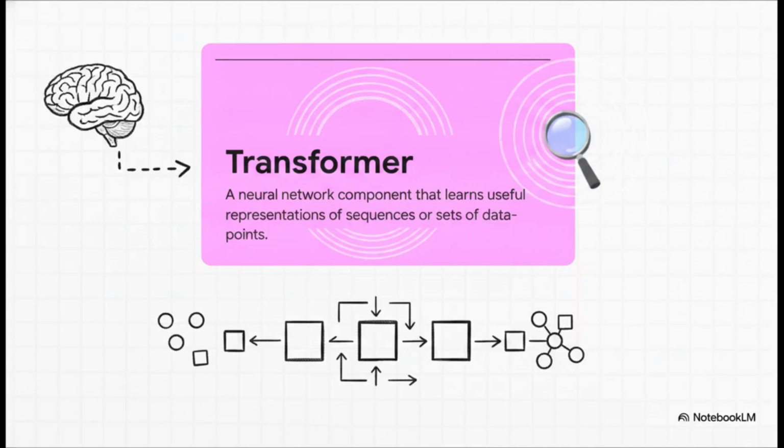All right, so that's us. That's how the human brain breaks down complexity. But how does a machine do it? Let's totally shift gears and look at artificial intelligence. At the very heart of modern AI, like those massive language models we're all using today, is an architecture called the transformer. You can think of the transformer as a neural network component that is entirely dedicated to learning incredibly useful representations of sequences of data.